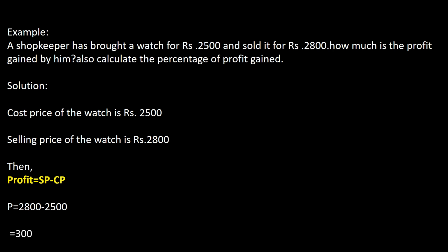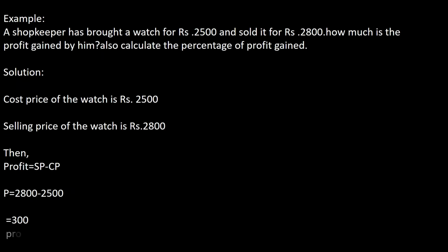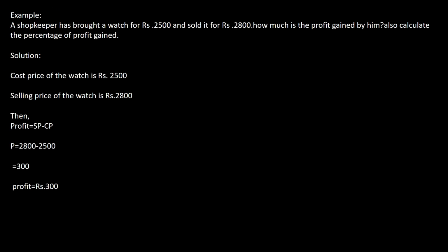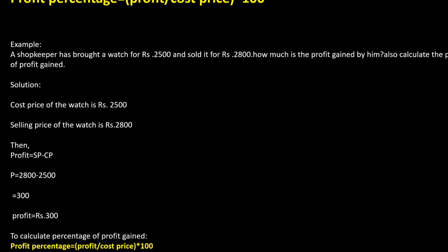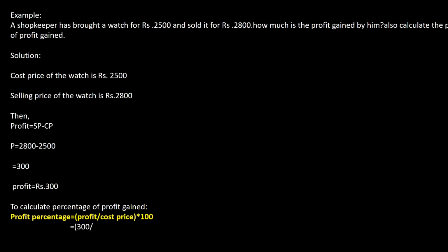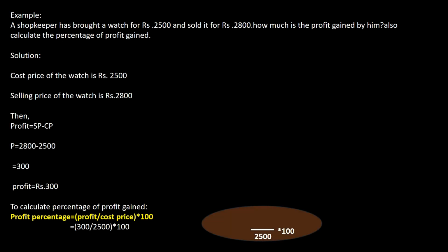In place of SP, we have 2800 and in place of cost price 2500, and thus the profit is 300. Next, we have to calculate the percentage of profit gain. The profit percentage formula is profit by cost price into 100. So here the profit is 300 and cost price is 2500, into 100.